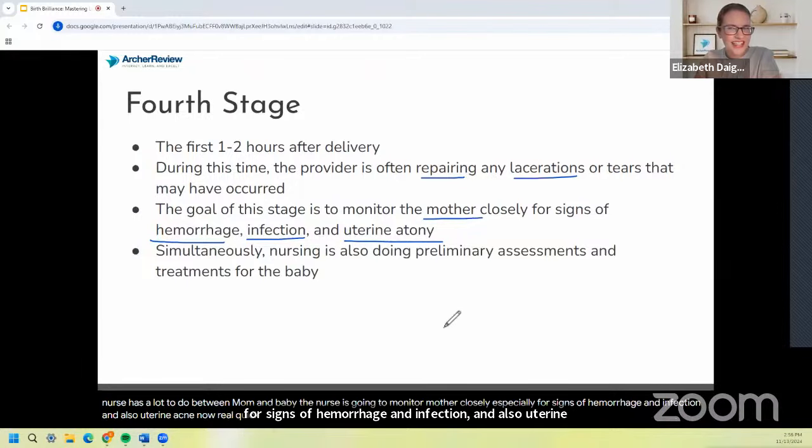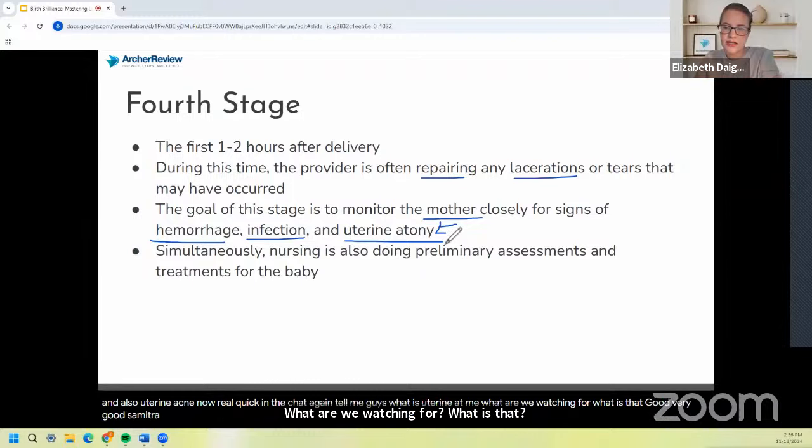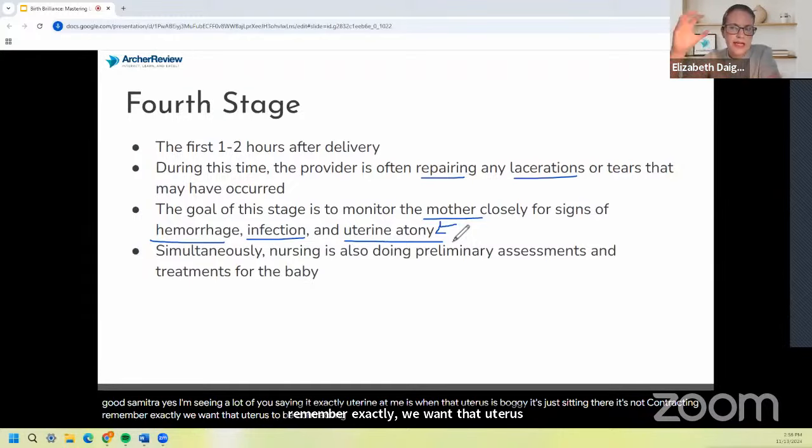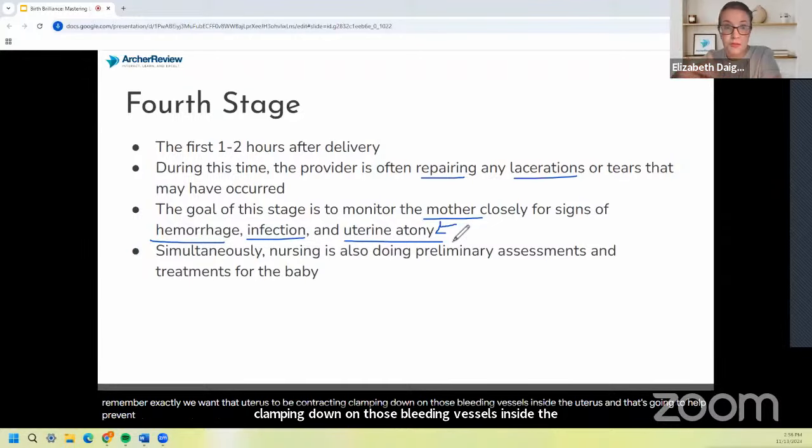Now, real quick in the chat again, tell me, guys, what is uterine atony? What are we watching for? Good. Very good, Sumitra. Yes, I'm seeing a lot of you saying it. Exactly. Uterine atony is when that uterus is boggy. It's just sitting there, it's not contracting. Remember, we want that uterus to be contracting, clamping down on those bleeding vessels inside the uterus, and that's going to help prevent a hemorrhage postpartum.